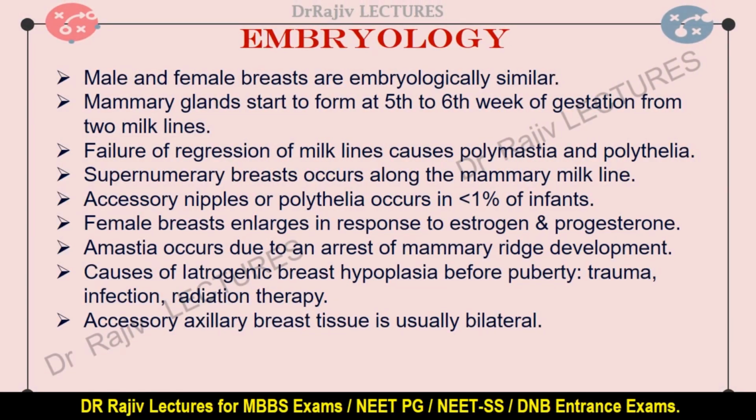The male and female breasts are embryologically similar. Around the 5th to 6th week of gestation, the mammary glands start to form from two bands of ectoderm known as mammary ridges or milk lines. The milk lines disappear after a short time, but rarely the normal regression of milk lines fails, and in adult life, accessory breasts or polymastia or accessory nipples or polythelia develop along the milk line.